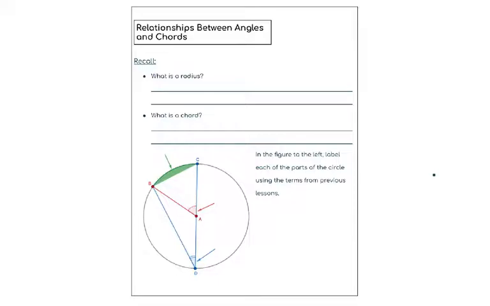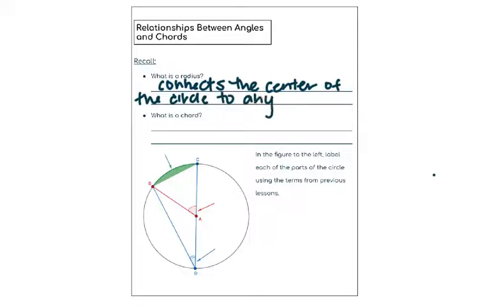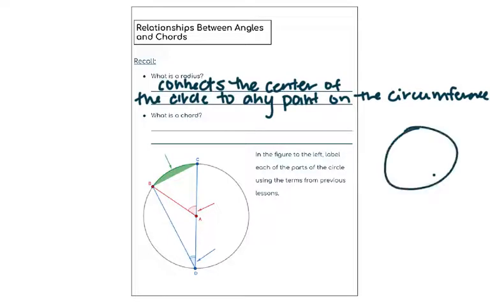But the radius connects the center of the circle to any point on the circumference. Okay, it connects the center of any circle, so the center to any point on the circumference. That is the radius. Okay, so what is a chord?